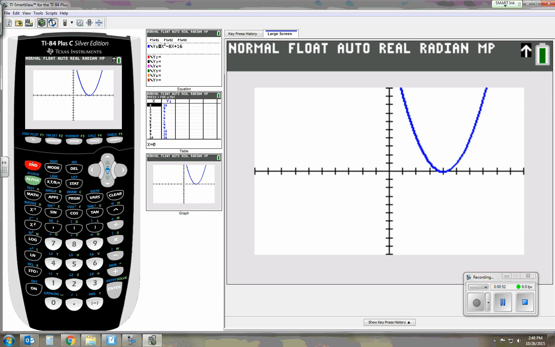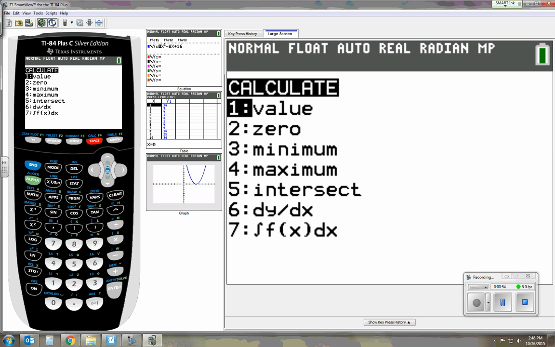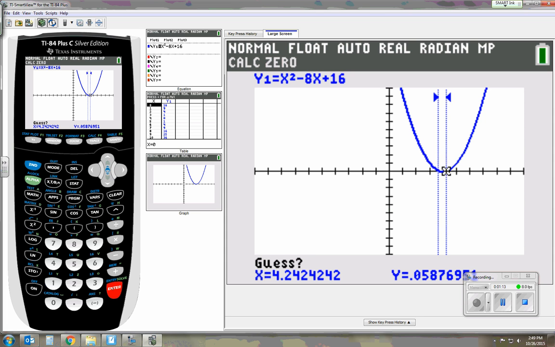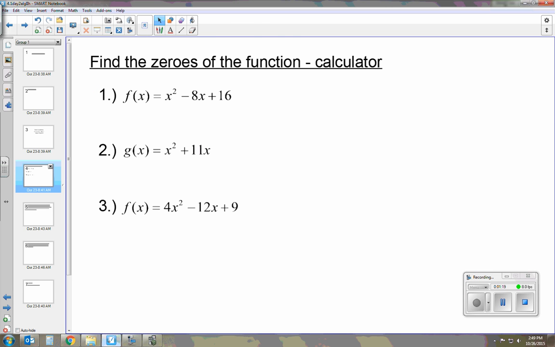So we're going to do second, trace, and then we're going to click 2 for the zero because we're finding the zeros. And it's going to ask us for the left bound. So we go to the left of that point. We push enter, and then we go to the right of that point and push enter, and then we push enter one more time to guess, and the zero is 4. So we're going to say x is equal to 4.